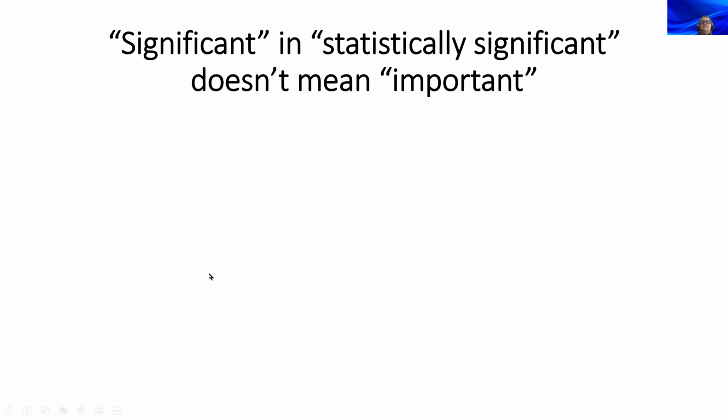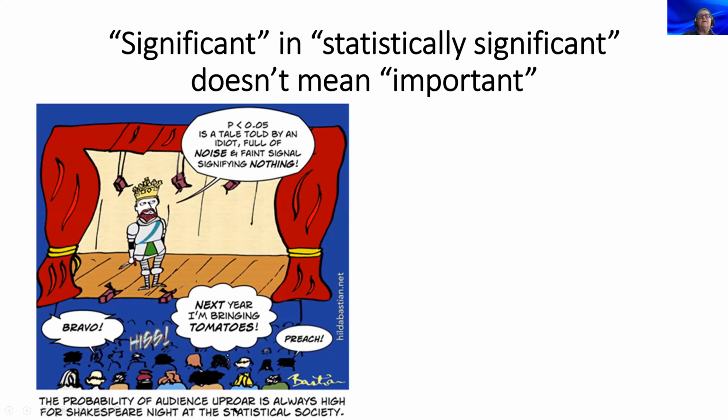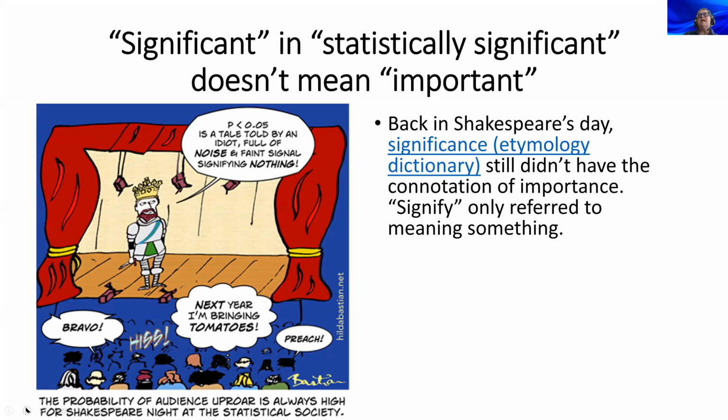So one of the points is that statistically significant does not necessarily mean that it is important. This is a little cartoon: the probability of audience uproar is always high for Shakespeare night at the Statistical Society. And one thing to keep in mind is that significant meant just something, not necessarily importance.